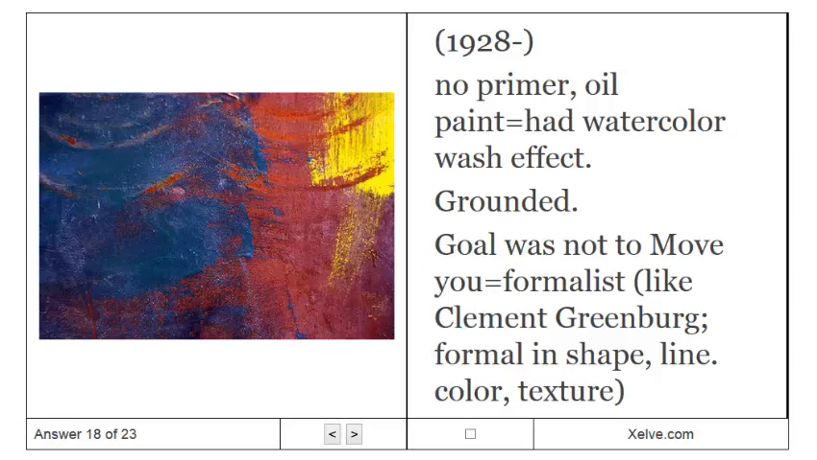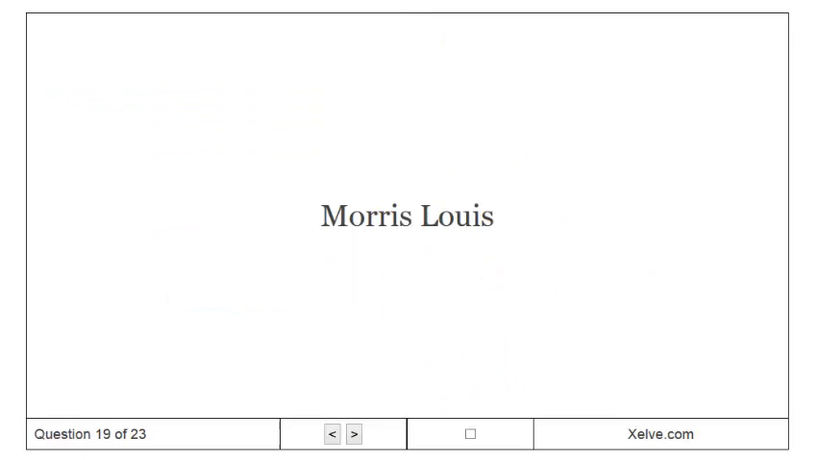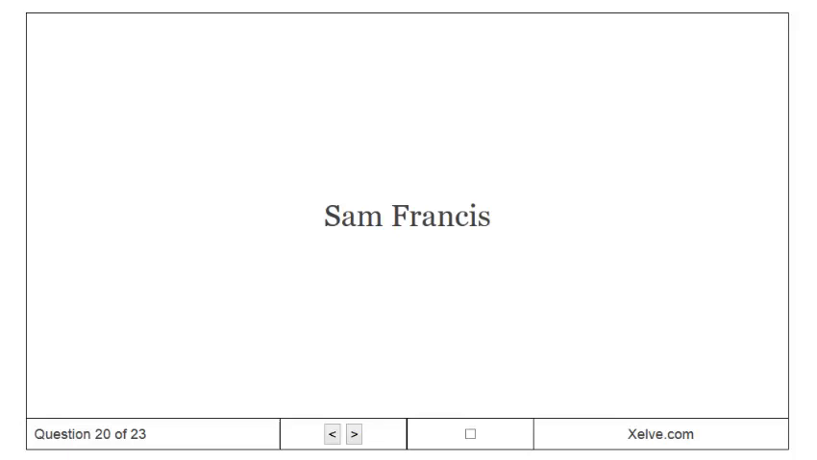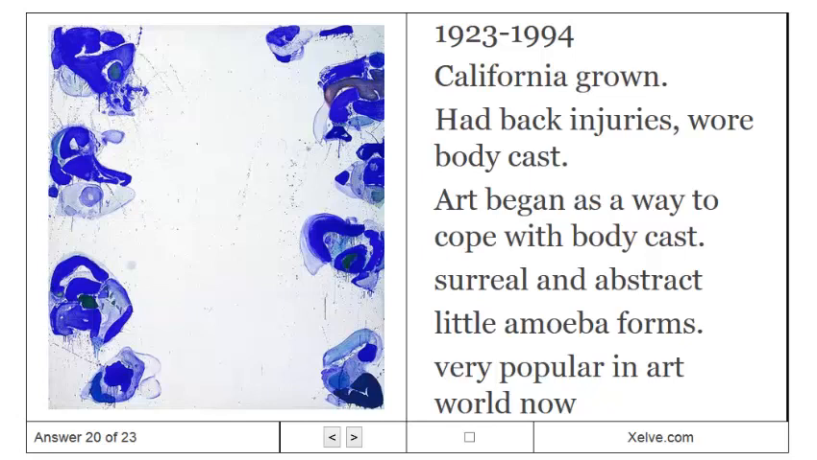Morris Louis, 1912 to 1962: controlled flow, acrylic, enamel, and oil. Sam Francis, 1923 to 1994: California grown, had back injuries, wore a body cast. Art began as a way to cope with his body. Cast: surreal and abstract little amoeba forms, very popular in the art world now.